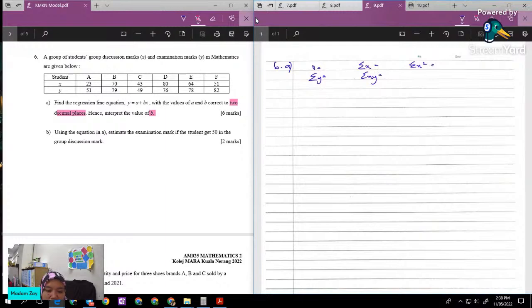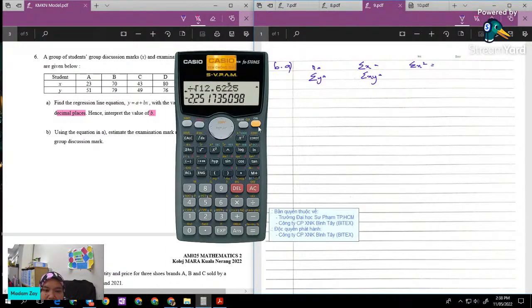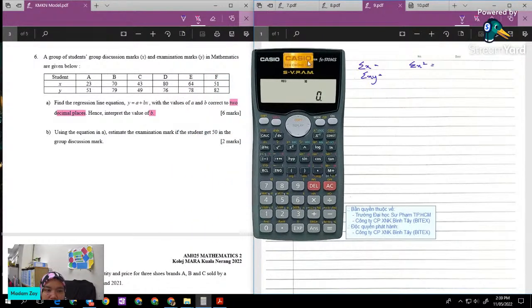So carikan semua. Macam nak cari? Guna calculator. Okay, kalau guna calculator biru saya mana? Okay, saya masukkan plain mode. Mode saya adalah regression number 2. So, linear regression. So, masukkan nilai. So, nilai kita ada 23,51 M plus. Lepas tu 70,79 M plus. And then 43,49 M plus. 80,76 M plus. Pelik sangat ni markah dia. Okay, 64,78 M plus. 51,82 M plus. So, settle.